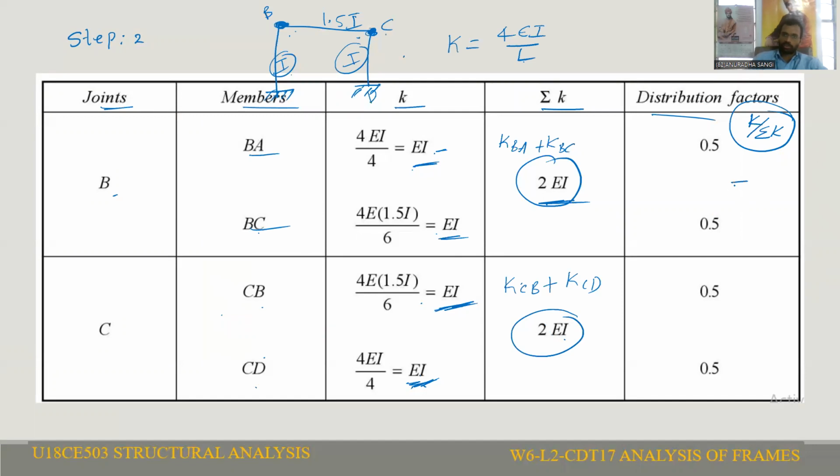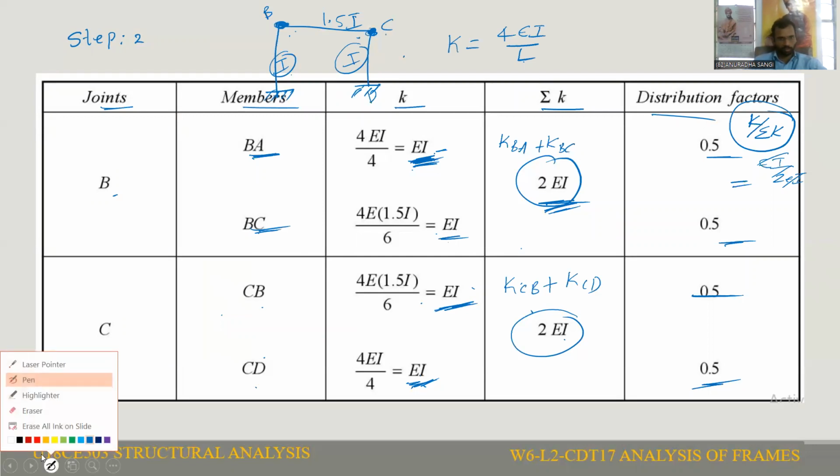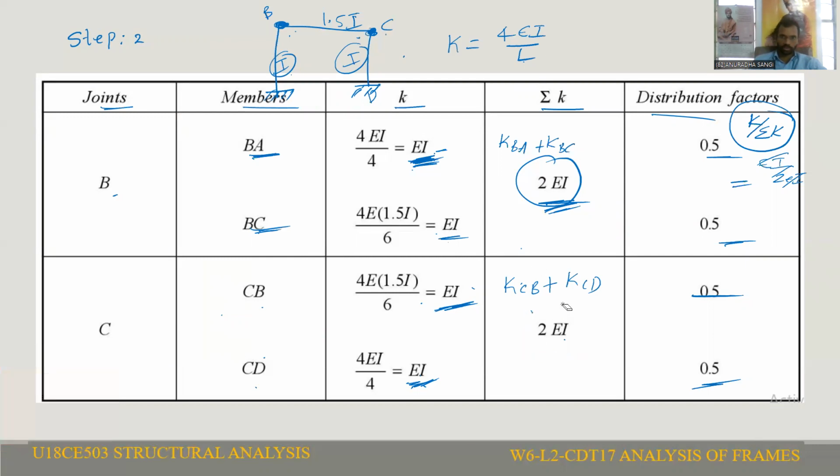Now we need to calculate the distribution factor for each member. DF of BA will be equal to stiffness of member by joint stiffness. For the BA member, stiffness of member is EI and joint stiffness is 2EI. Just EI by 2EI, that means 1 by 2. EI gets cancelled, and 1 by 2 is nothing but 0.5. Similarly for the BC member, EI by 2EI is 0.5. In this problem all are the same because loading is symmetrical and geometry is also symmetrical about the y-axis. That's why all these distribution factors are the same.